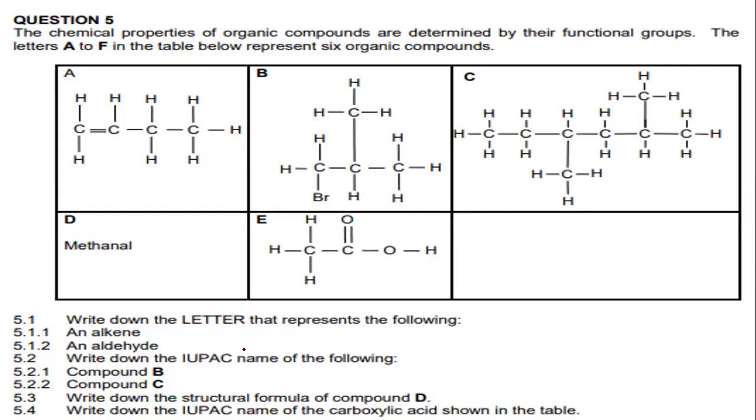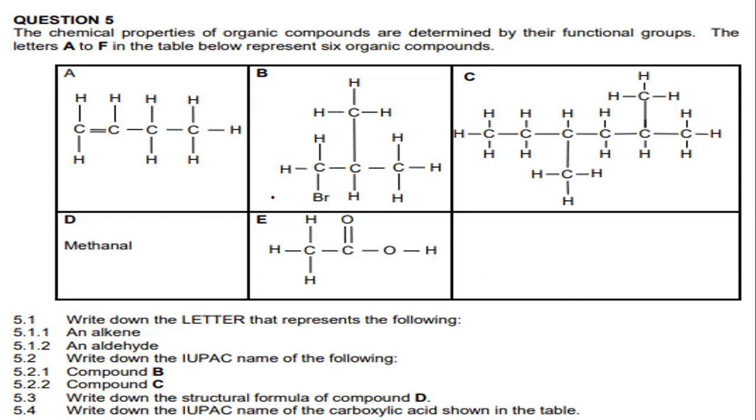Now, let us just do one structured question. The chemical properties of organic compounds are determined by their functional groups. That's true. You will understand that when you do organic reactions. The letters A to F, it's actually A to E. In the table below, represent 6 organic compounds. We actually have 5 there. Then I see all the organic compounds there.